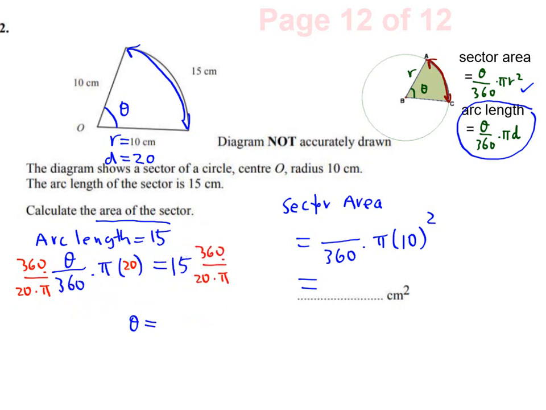So let's just go through this one more time. So what have I got? 360 and 360 cancel off. 20 and 20 cancel off. Pi and pi cancel off. This is multiplication of fractions. And I'm left with theta. And so what do I get from here?